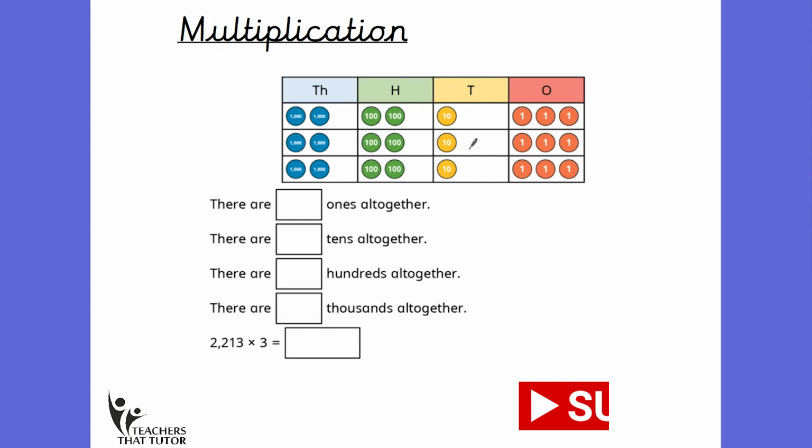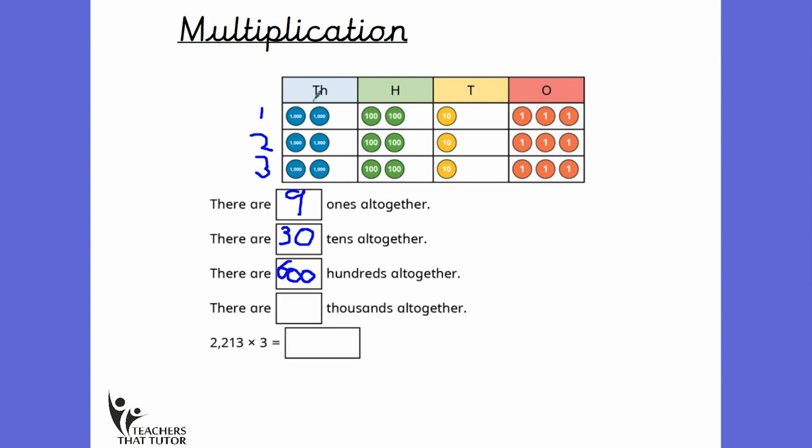First of all, let's look at a multiplication question and make sure we're clear on place value in regards to multiplication. Here we've got a 4-digit number, with ones, tens, hundreds, and thousands, and we've got three groups. How many ones altogether? 3 groups of 3, that would mean 9. How many tens? 3 groups of 1 ten, that would be 30. How many hundreds? 3 groups of 2, so that would be 2, 4, 6. So we've got 6 hundreds altogether.